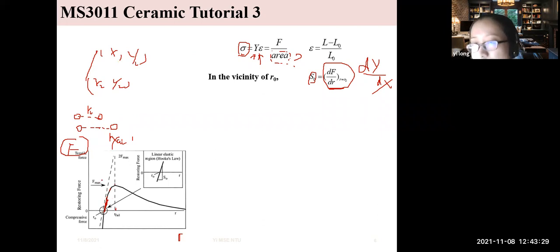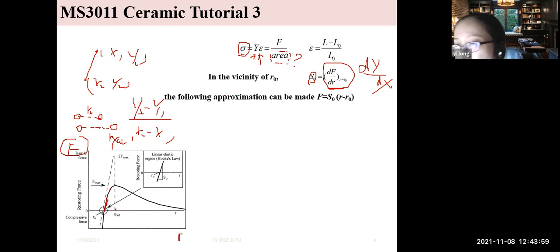For example, I have two points: this point is x1, y1, and this is x2, y2. How can we determine it? As Lida said, I think Lida got it correctly, thank you very much, it's y2 minus y1 divided by x2 minus x1. Because it's a linear relationship, this only applies to the linear relationship. That's what we said for the linear approximation. Then we know F equals S naught times r minus R naught.